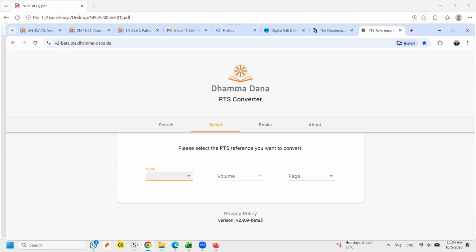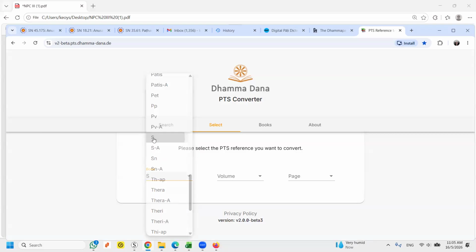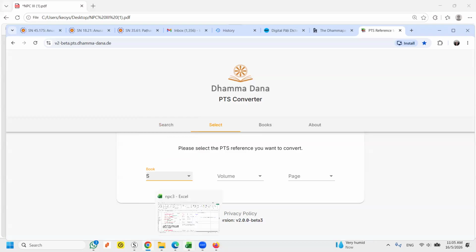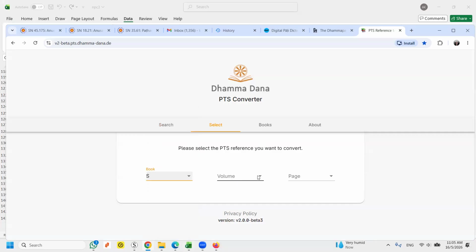Okay, now see under here, Dhamma Dana, the book. Can you see the book? You find under S, S. Yeah, this is the S. S is Samyutta. Then the volume is I. You only find volume 1, 2, 3, 4, 5. That's right. So this is volume 1, page 19.